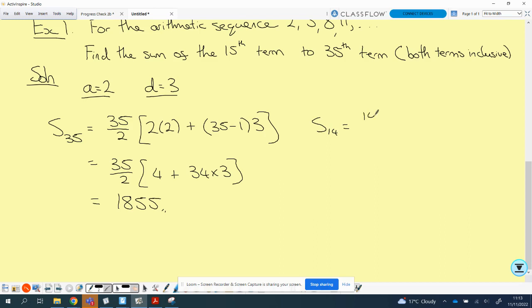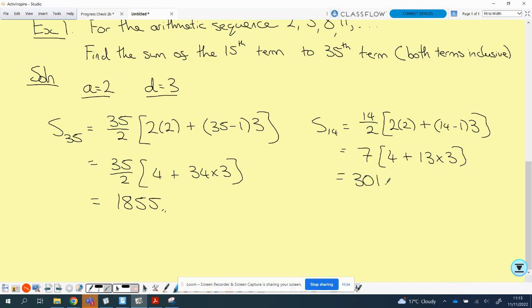So it's going to be 14 divided by 2, times 2 lots of A, again that's 2 lots of 2, plus n minus 1, well that's 14 minus 1, times the difference 3. 14 divided by 2 is 7, 2 lots of 2 are 4, plus 13 times 3. And that gives us an answer of 301.